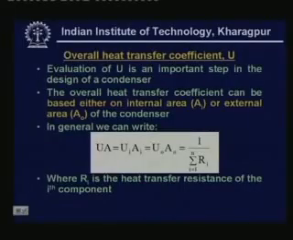So, first as I have already mentioned, in order to estimate the area we have to first find out what is the overall heat transfer coefficient U. So, evaluation of U is an important step in the design of a condenser. The overall heat transfer coefficient can be based either on internal area AI or external area AO of the condenser. Okay, and in general we can write the product UA, that is equal to UiAi, which is equal to UoAo, which is nothing but 1 by summation of Ri, okay, from i is 1 to n, where Ri is nothing but the heat transfer resistance of the ith component. Okay.